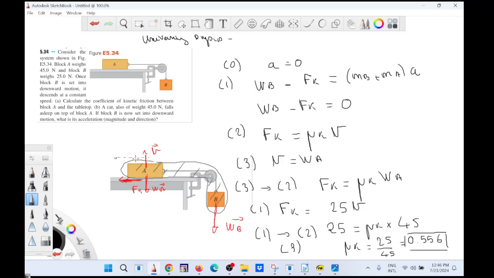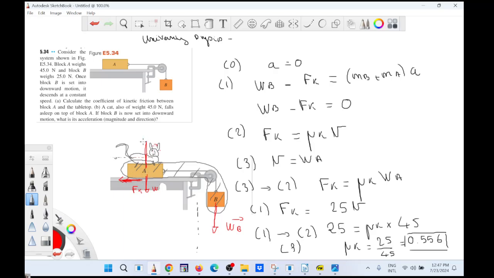So number 2, so the thing is going down. So it's moving down, so it's in motion at a constant speed. All of a sudden, here you have a cat. It says there is a cat, and the cat is falling. I don't know how it can happen, but maybe Alice's cat is falling on that block here.